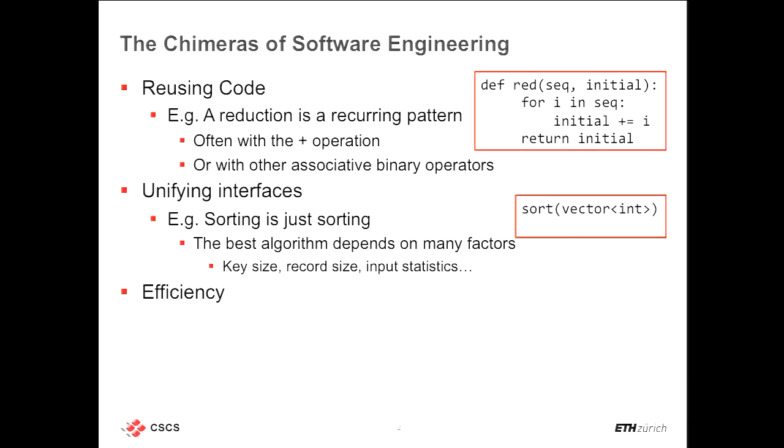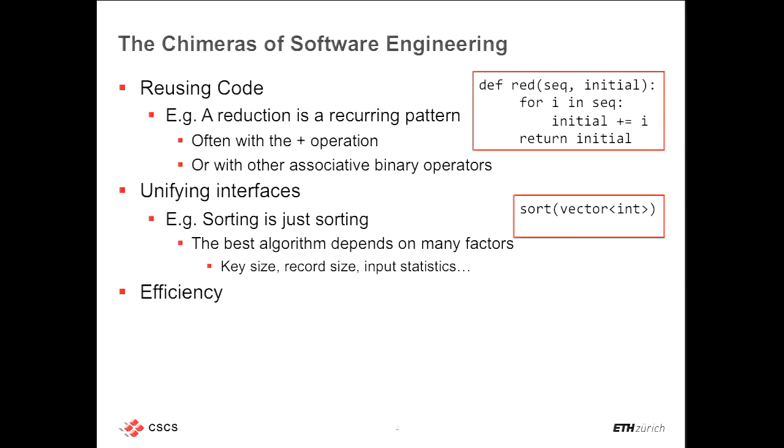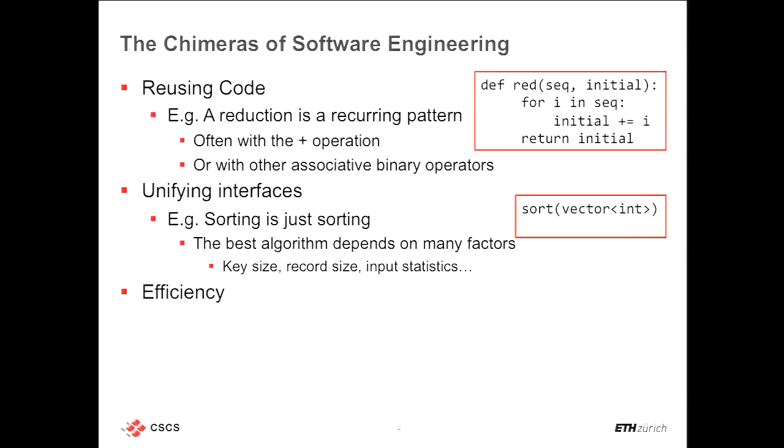This is very generic code. It works with whatever sequence allows you to iterate on. It works with any initial value as long as you can convert to it. And it simply works. So whenever you have to do a reduction of something, you just call this function and it will work. The problem is that there is a third dream that software engineers always wanted to have, which is code efficiency.